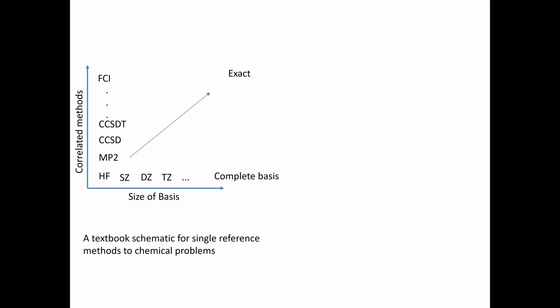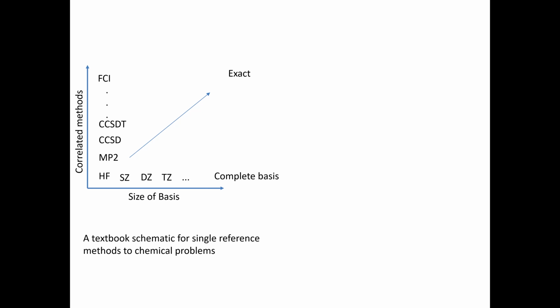Okay. So again, lots of alphabets, but I'm going to walk you through this because sometime or the other I might be using these alphabets. They're not very difficult to understand. So in the single reference frame of things for chemical problems, this is a textbook schematic that is given in many quantum chemistry books.